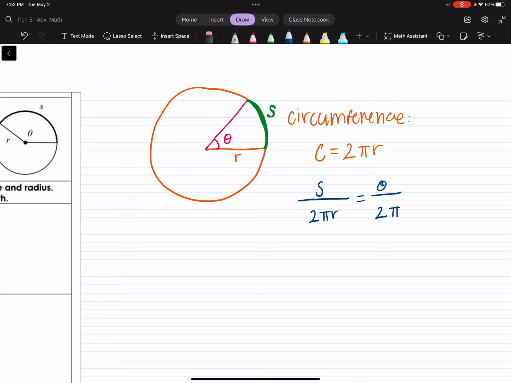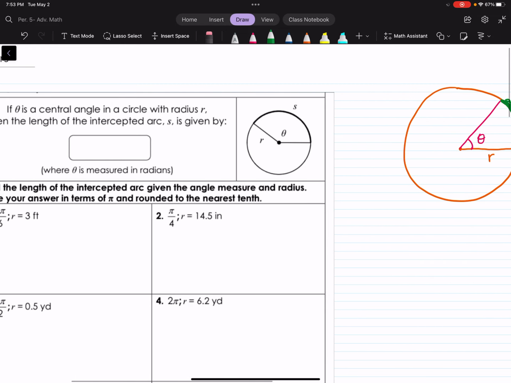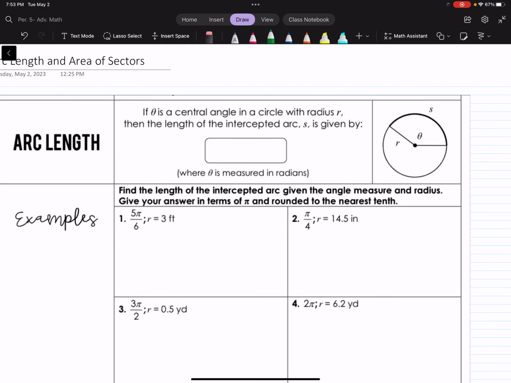Now, in order to solve for S, you use some basic cross multiplication. You multiply S times 2 pi and set that equal to theta times 2 pi r. Then to solve for the arc length, you divide both sides by 2 pi. This cancels out, so you're left with S is equal to theta times r. And that is the formula to solve for this piece of the circle. Okay, so let's go back over here and fill in our formula.